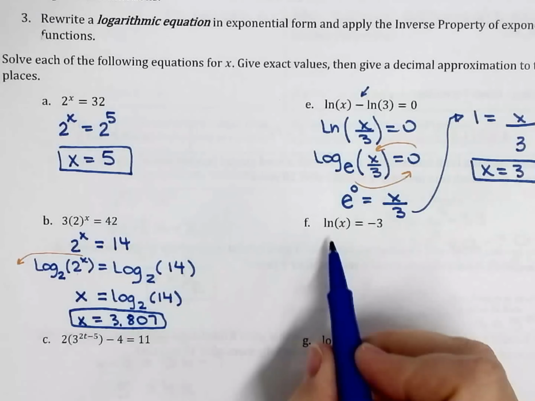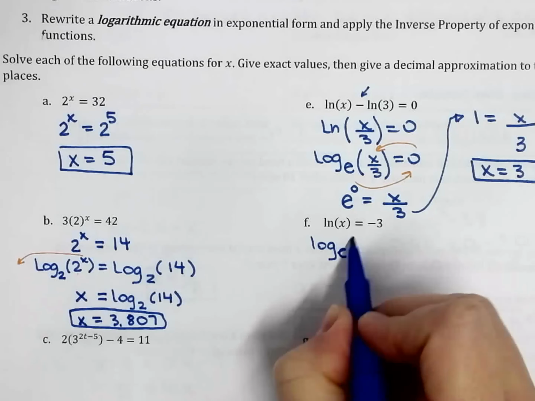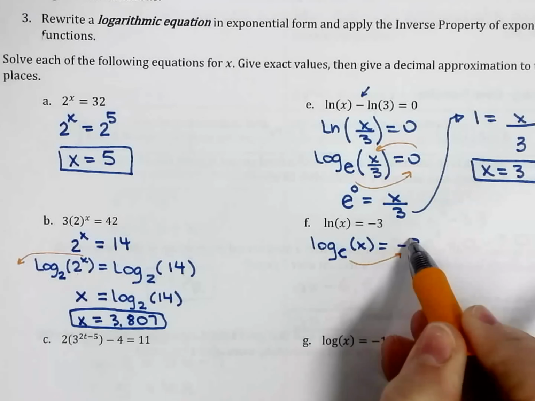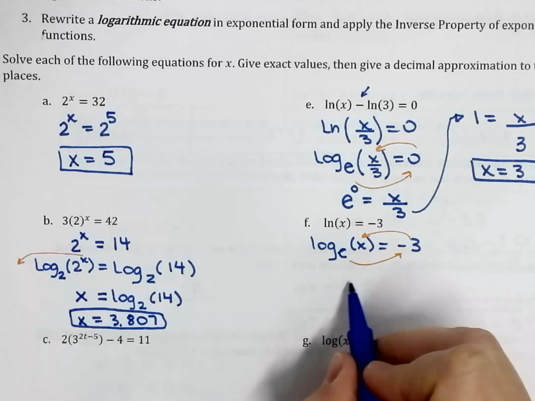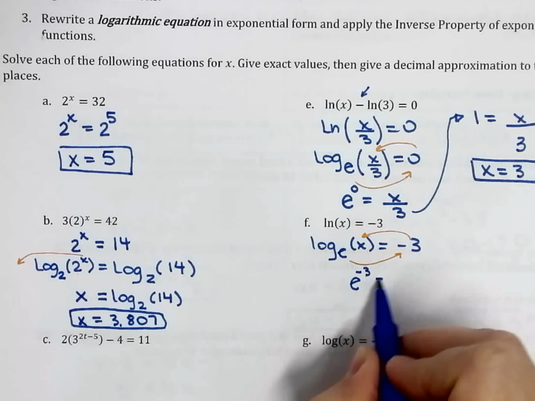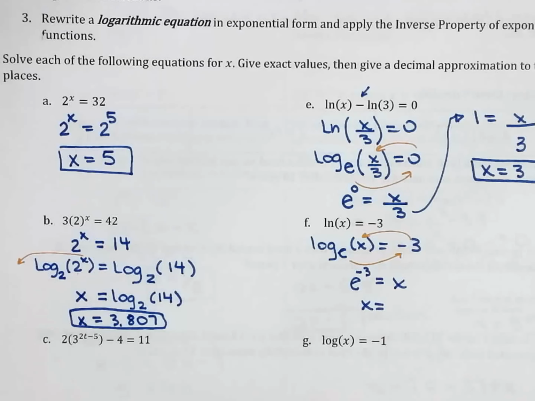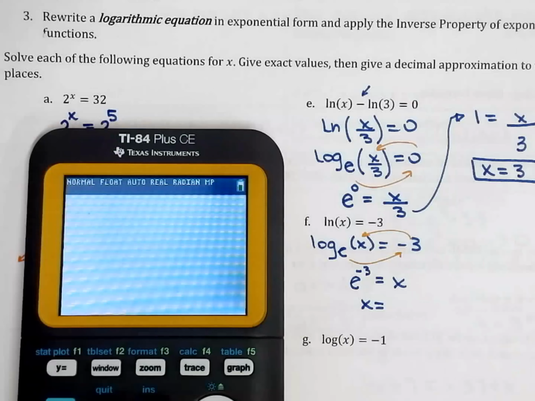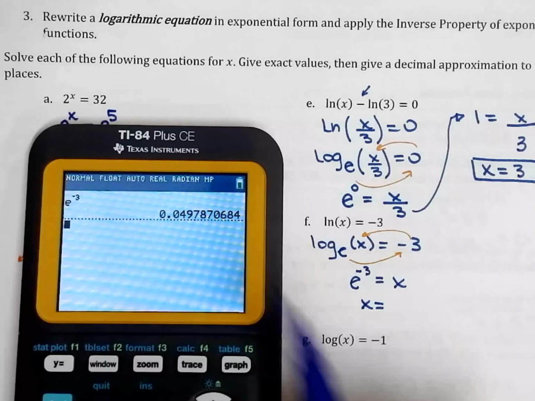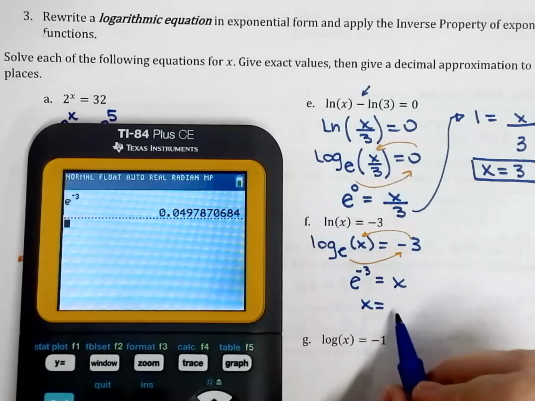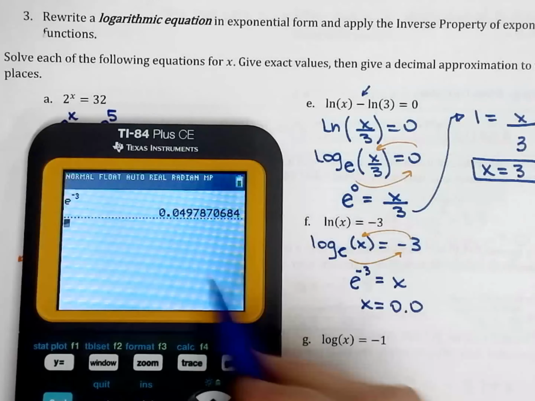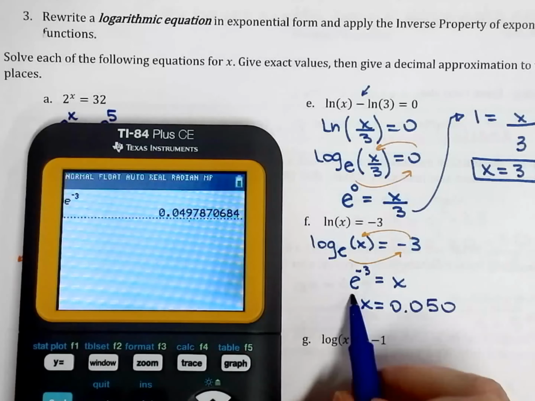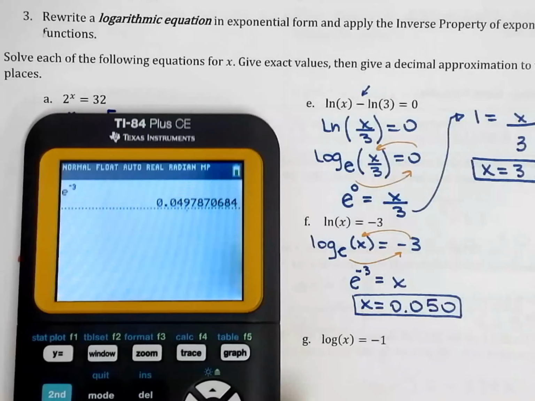Okay. I know natural log is log base e of x equals negative 3. So we're going to rewrite this. So e to the power of negative 3 equals x. So let's go ahead and put this in the calculator. So e to the power of negative 3 is that. 3 decimal places will be 0.050, so 5, 0 right there. 3 decimal places.